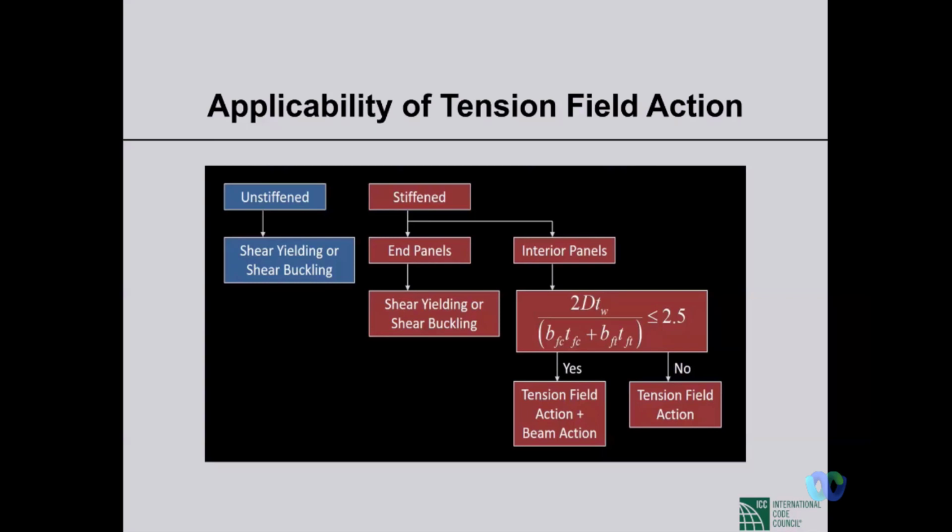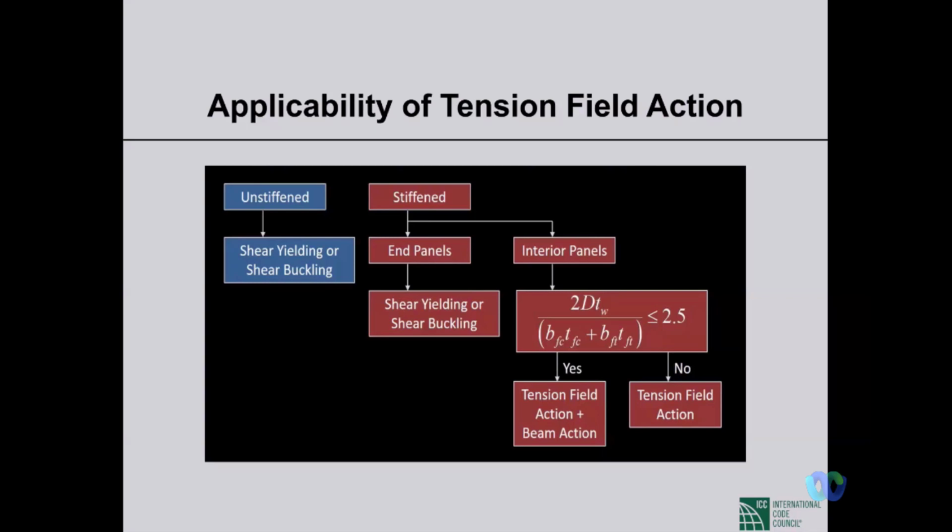Now, when can we consider this tension field action? Here, this is not about elements. We're not talking about unstiffened and stiffened elements. We are talking about unstiffened beam and stiffened beam, that is, whether there is a transverse stiffener or not. For an unstiffened beam, that is when there is no transverse stiffener, we can forget about tension field action. We cannot take advantage of that.